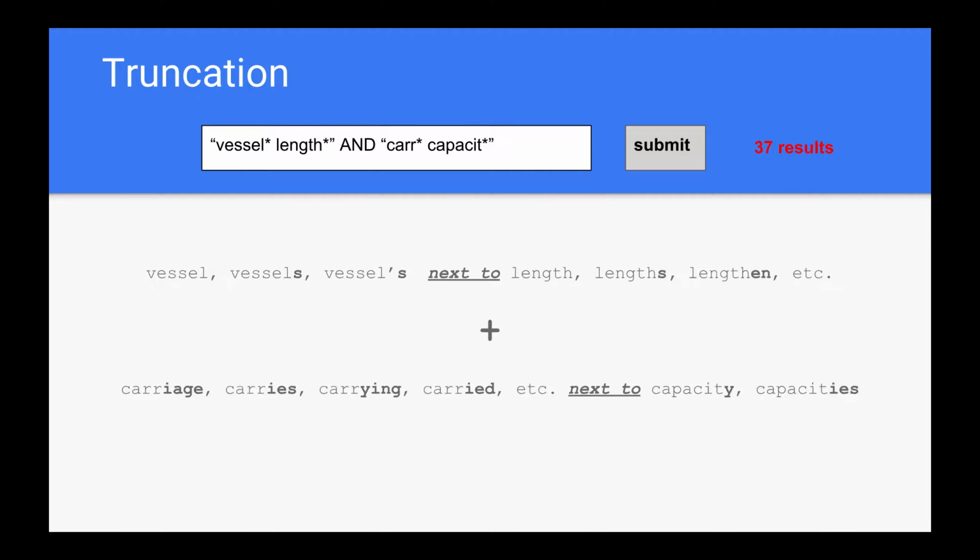37 is a more reasonable number to sift through, but unfortunately we found that we still had a high proportion of documents not relevant to our search. We still need to expand for comprehensiveness and at the same time narrow for more relevance. Fortunately, we have more tools at our disposal.